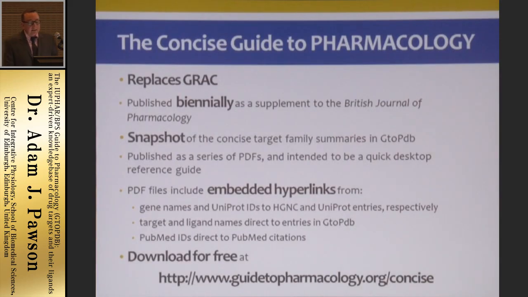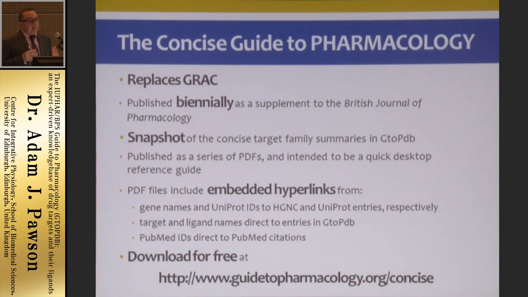So essentially, the Concise Guide to Pharmacology replaces GRAC, or the Guide to Receptors and Channels, and it's still going to be published once every 2 years as a supplement of the British Journal of Pharmacology. It is a snapshot in time of the concise target family summaries in the Guide to Pharmacology. It will be published as a series of PDFs and is intended to be a quick desktop reference guide. The first version was the 2013-14 publication, and we're gearing up now for the next one, the 2015-2016 version.